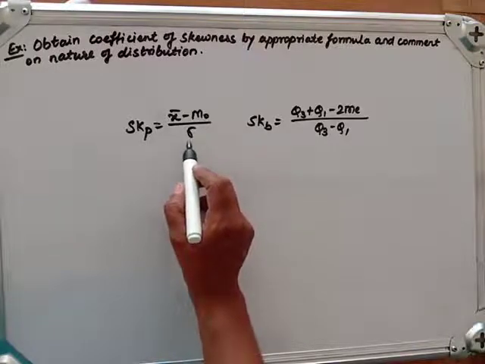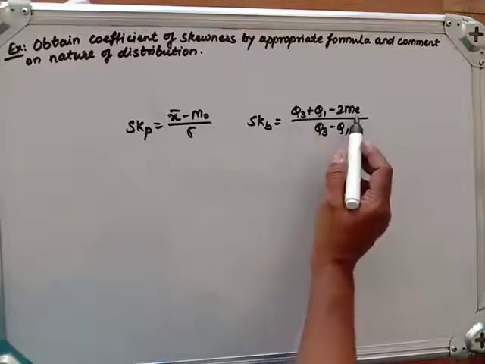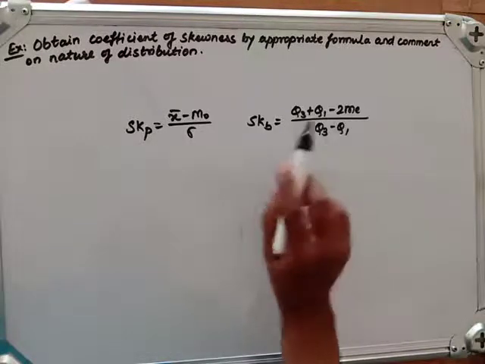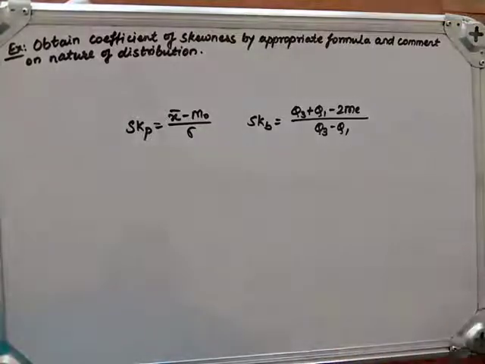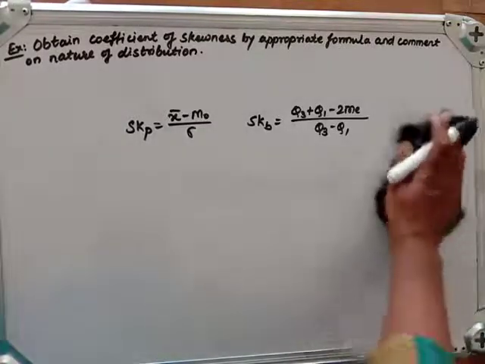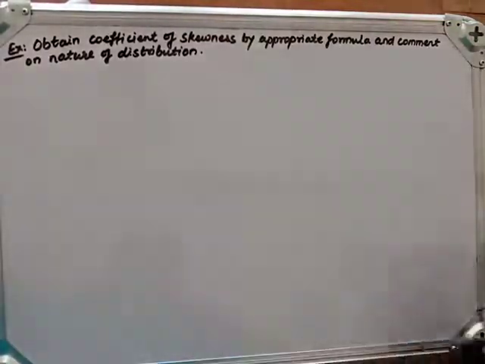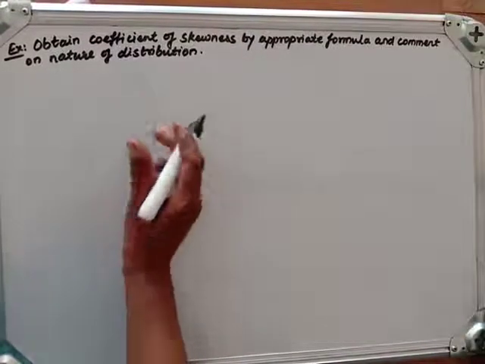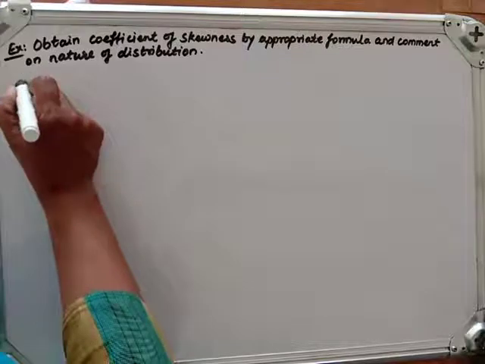So now here if we have to determine using this one, we need to calculate mean, mode and the standard deviation. While here we have to determine what? This Q1, Q2 and Q3 only, means quartiles only. It's your choice after all which one you want to use. So let me use quartiles.